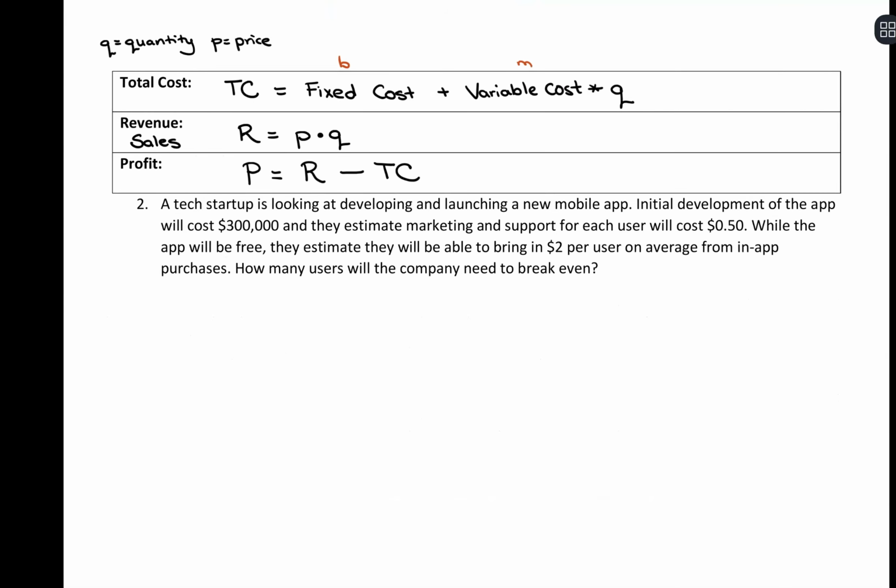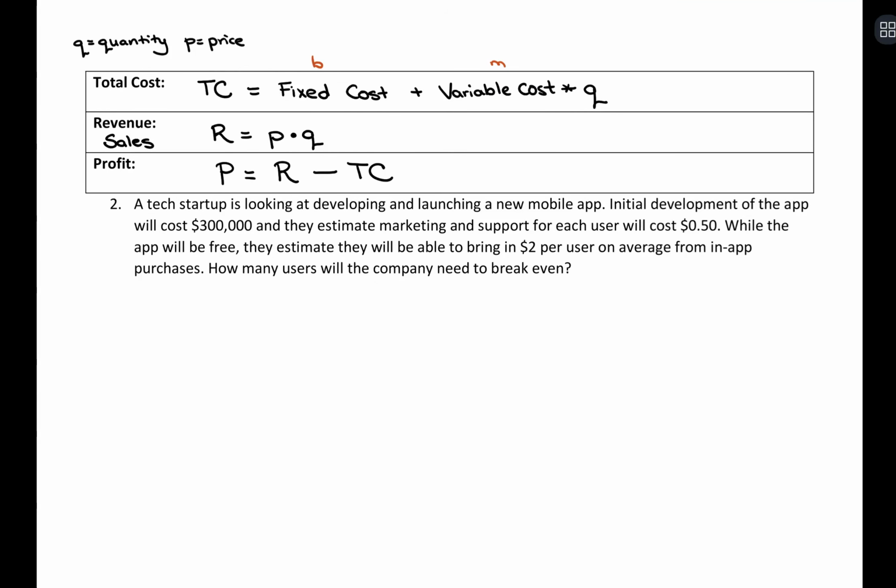All right. So we have a tech startup that is looking at developing and launching a new mobile app. Initial development of the app will cost $300,000. So I'm just going to make a note that we have this cost of $300,000. And they estimate marketing and support for each user will cost 50 cents. So we also have this cost of 50 cents per user.